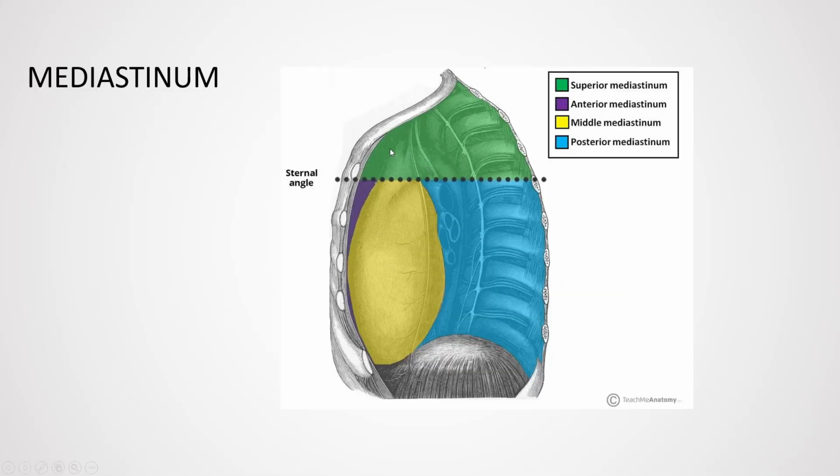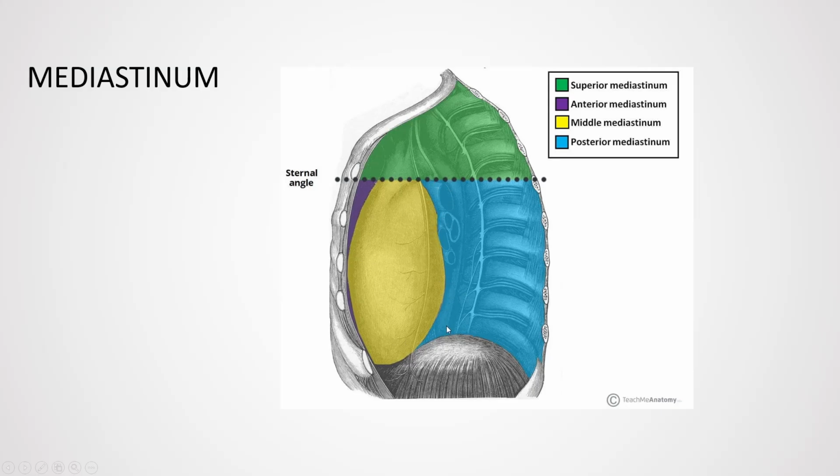To remind you of the mediastinum, we have the superior mediastinum. It's from the 3rd and 5th vertebra on the back side, and in the front it's the sternal angle, which divides the superior part and the inferior part. The inferior part is divided into 3 parts: the anterior, the middle, and the posterior. And in the middle, the heart is located.